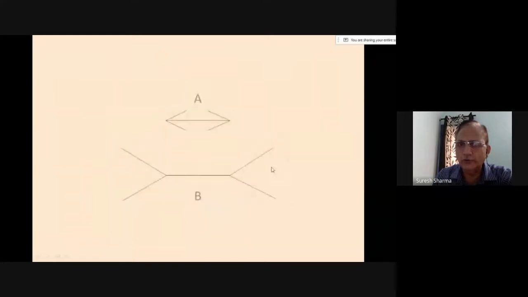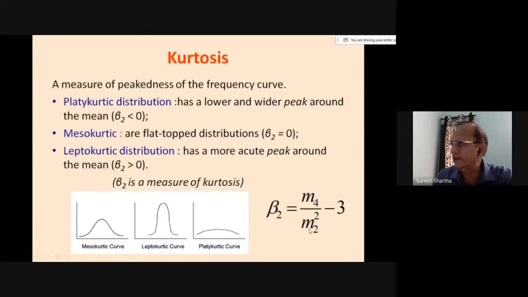M2 is already known to you. That is the variance. Then M4 divided by the square of the variance, minus 3. You compute this factor, which is called beta 2. Now, if your beta 2 comes out to be 0, that means your curve is a normal curve. Mesokurtic we call it. If the value of beta 2 is greater than 0, it has a high peak. High peak is called leptokurtic. And if beta 2 is less than 0, then this is called platykurtic, flatter than the normal.